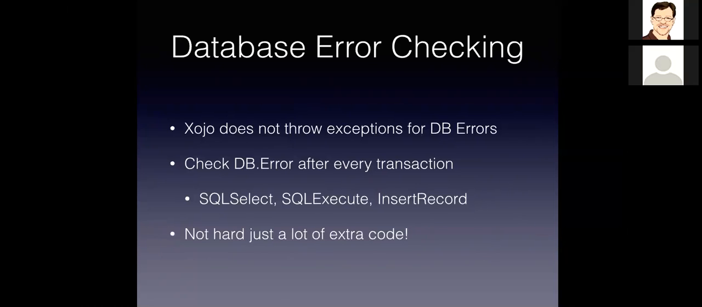Now, adding this error checking isn't really all that hard, but it can be a lot of extra code. You figure at a minimum, if, else, maybe a couple statements in there, that's 4 extra lines of code. We worked on an accounting application recently that had well over 1,000 transactional things. So between selects and executes and insert records and all that, that turned out to be almost 4,000 lines of extra code right there.